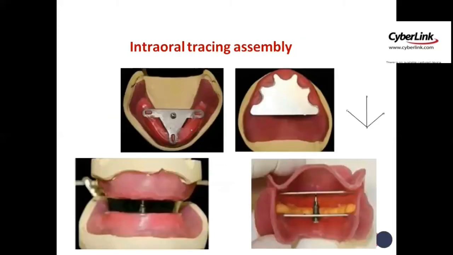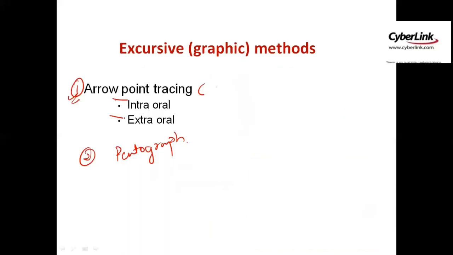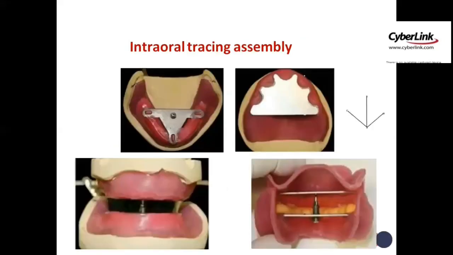So, first of all, we'll take intraoral tracing. You can see in the picture, the arrow point tracing is also called Gothic arch tracing. Right? So, first we will discuss the intraoral tracing assembly. Right? What is intraoral tracing assembly? That means there is something intraorally we have to see. So, first of all, we will discuss the general concept.